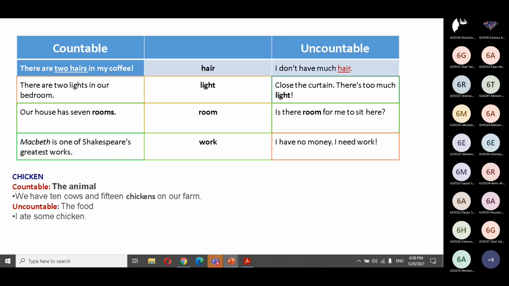But when you mean chicken, the meat of a chicken، لما تتكلم على لحم الدجاج، okay، اللحم نفسه as food, it's uncountable. You say I ate some chicken. I ate some chicken means I ate a piece of chicken meat. So here it's uncountable.